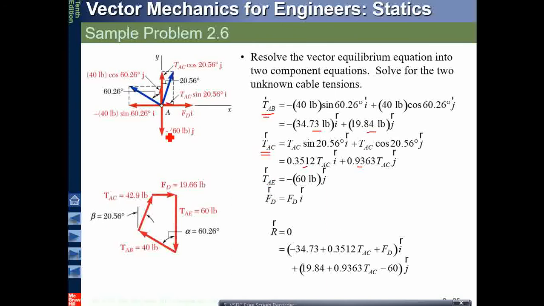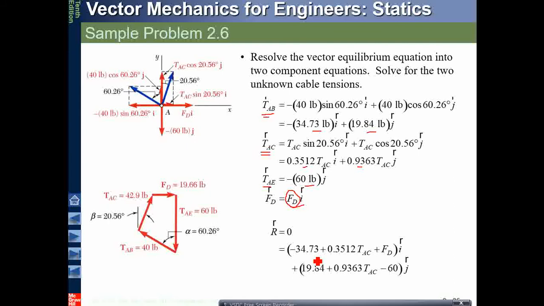TAE, where is TAE? This is TAE. It has only one component, the j component, x is 0. So TAE is only j, no component in the x direction or i. And FD has only one component in the i direction, FD itself. And this is what we need to find out, FD.